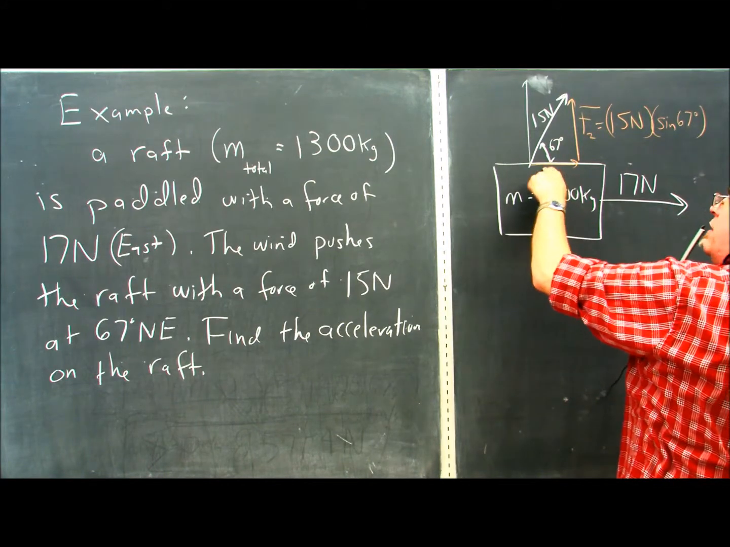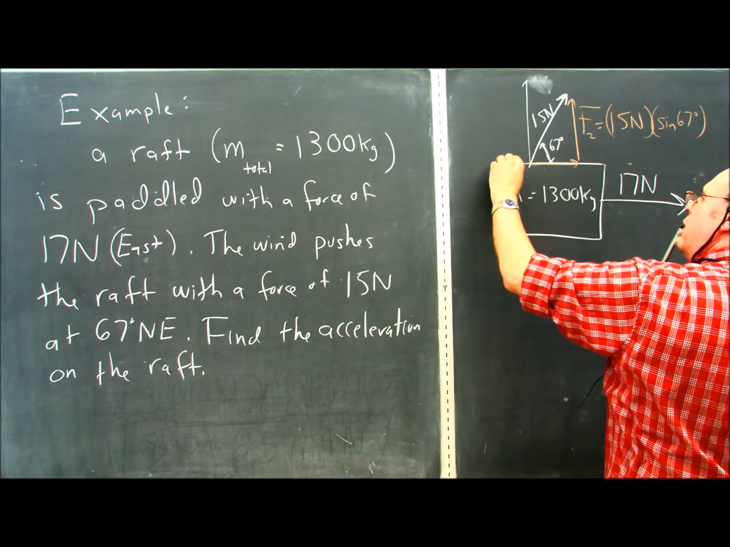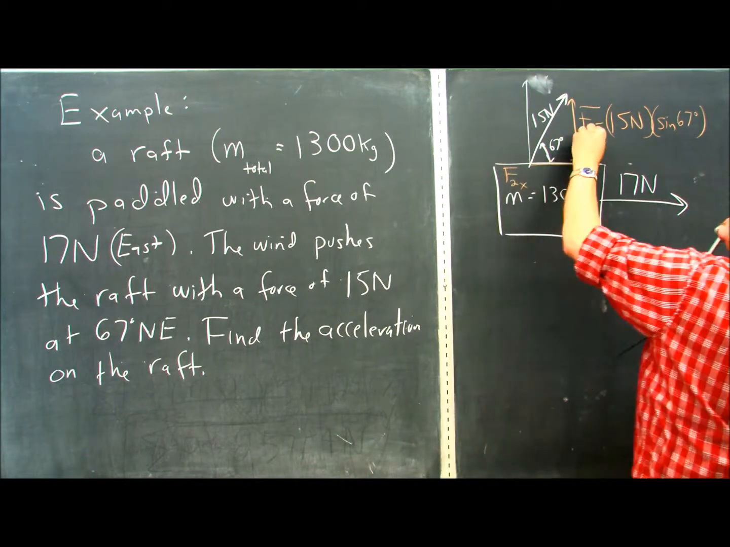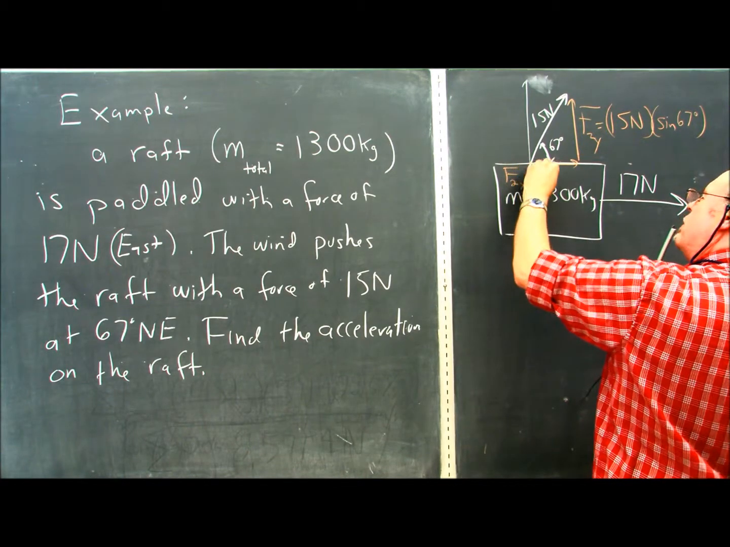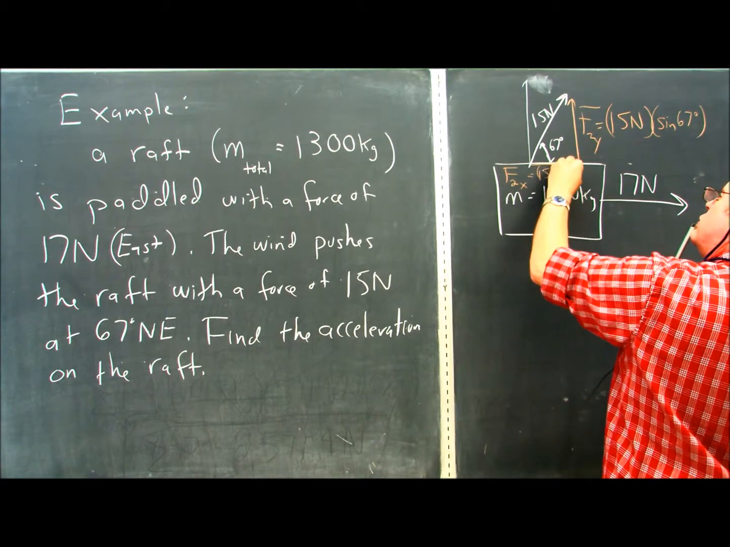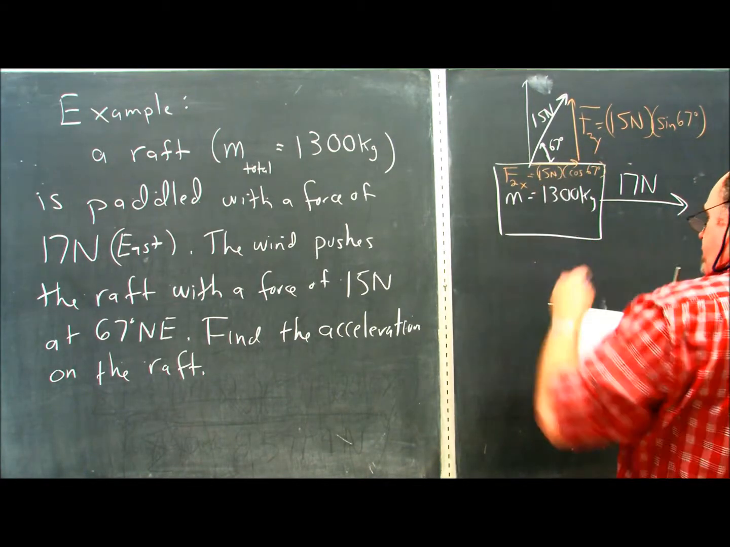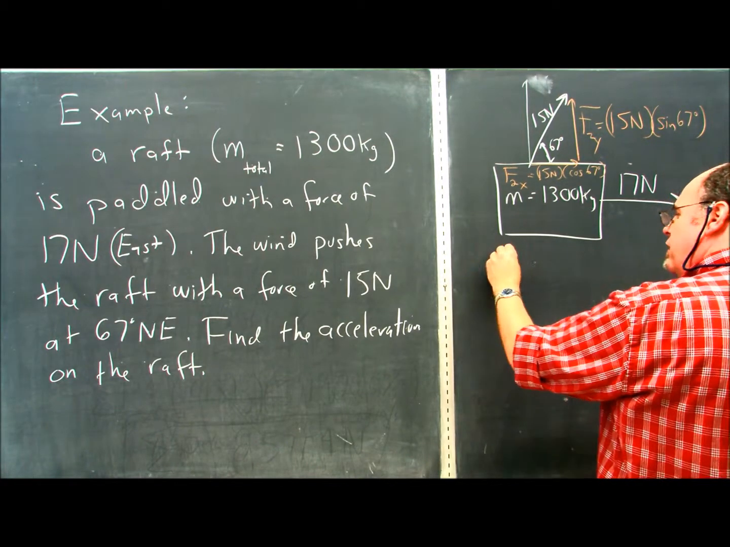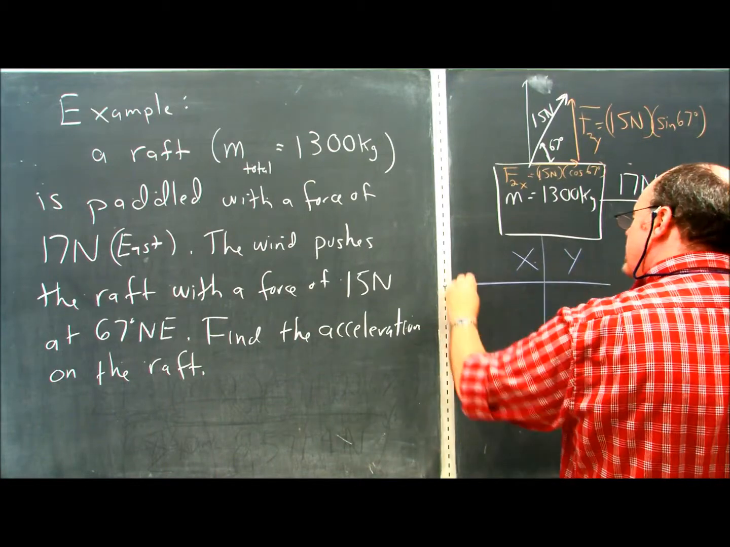And down here, I will say that this one will be F sub 2 in the x direction. This is F sub 2 in the y direction. So this will be 15 newtons times the cosine of 67 degrees. This number here comes out to be, well, let me make a table. So when I make a table, I'm basically going to take the forces and find the x and the y pieces. So I have two forces.